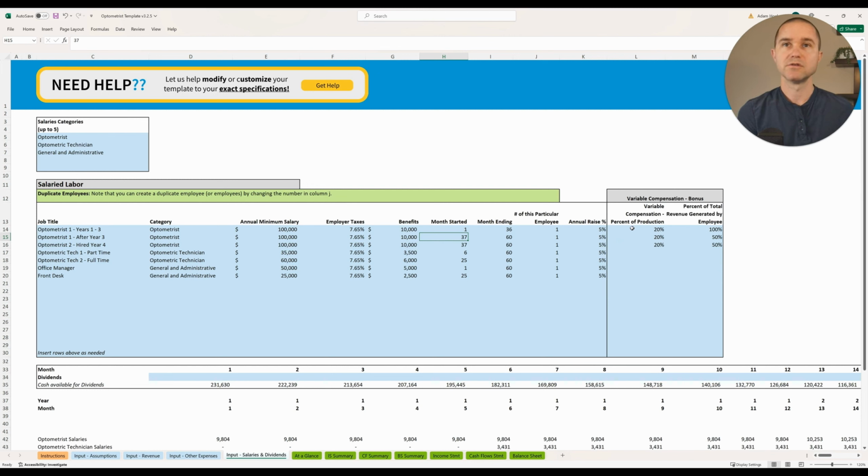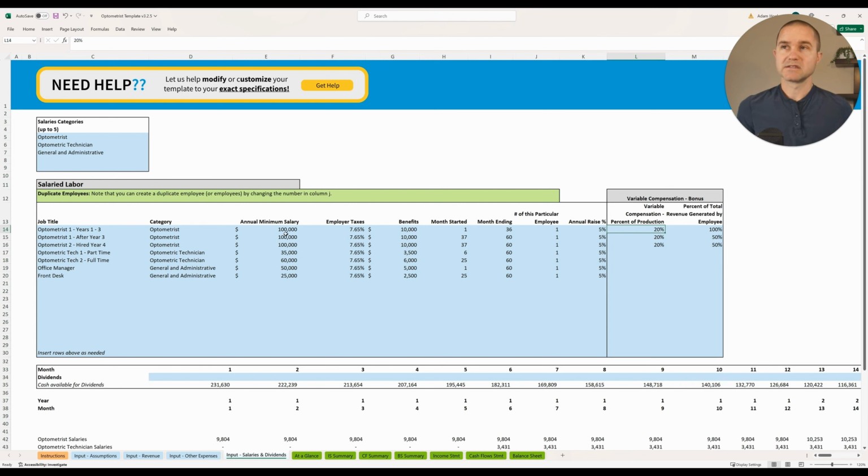So we have the ability for you to build in a variable compensation where the optometrist gets a percentage of production above and beyond their minimum salary. Basically, once the doctor has done enough production, enough sales to cover their minimum salary, then they start receiving a 20% commission or variable compensation above and beyond their minimum salary.